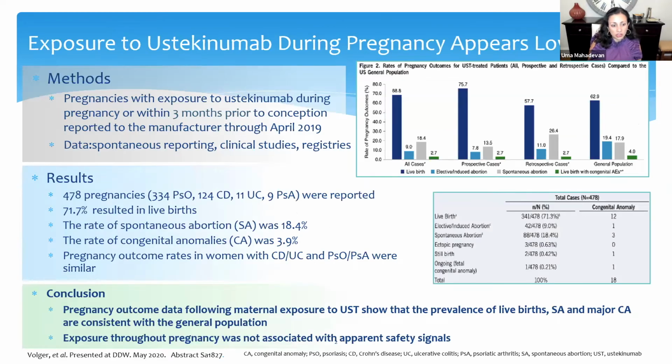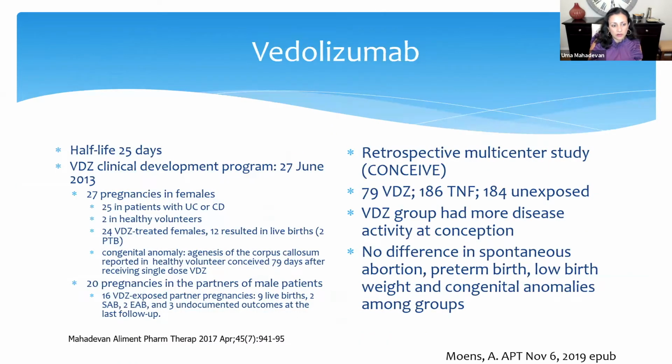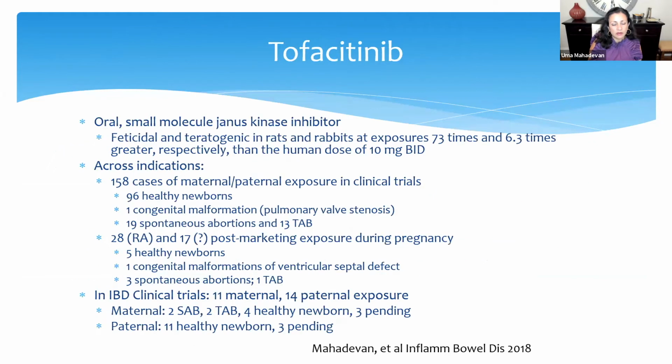Ustekinumab is a newer drug, and data there also support that it's low risk in pregnancy. Same for vedolizumab. Tofacitinib, as I mentioned, is a pill, can cross in the first trimester, and is feticidal and teratogenic in rats at doses higher than what we give to humans. And there's very little human data, but what we have doesn't show significant risk, but again, very limited data.